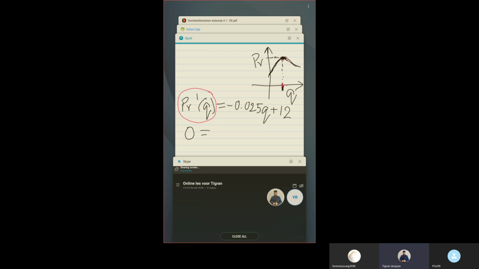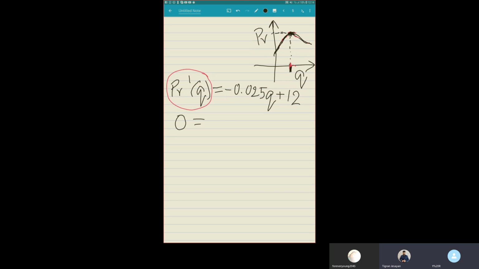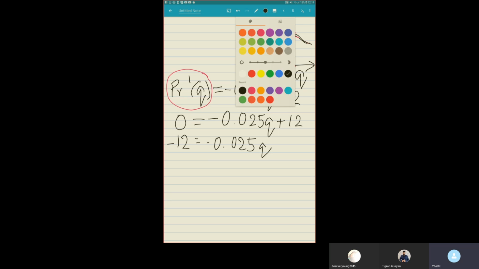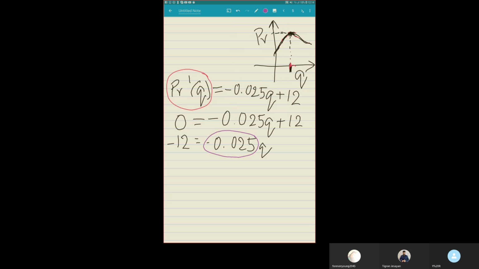And then you just take the 12 to the other side, becomes minus 12. Yeah, minus 12, sorry. Oh yeah, you're right. Minus 12 is minus 0.025q. And then you divide, right? Yeah, then divide both sides by minus 0.025. And then you get the answer.